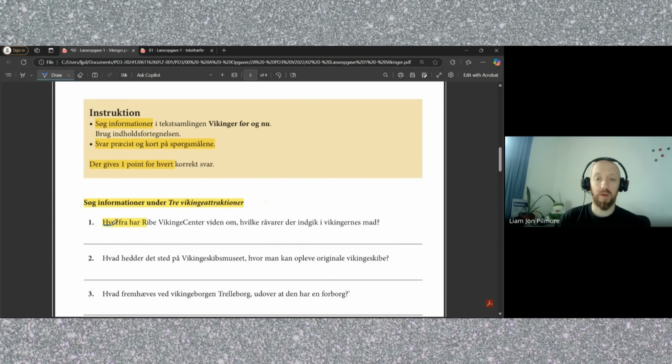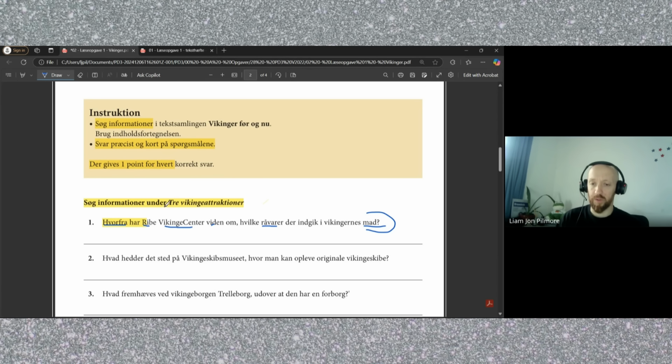So for me, it is this word hvorfra, which means where from. And we're looking for Ribe Vikingecenter. So where has Ribe Vikingecenter got their information on, their viden om, hvilke råvarer der indgik i vikingernes mad? And råvarer is basically the base ingredients, the produce that they used in their food. So our keyword, the keyword of all keywords here, is the word mad, right? We're looking for something about food. So that's sort of the rules of this game. Find a keyword and then go and find it in the text.